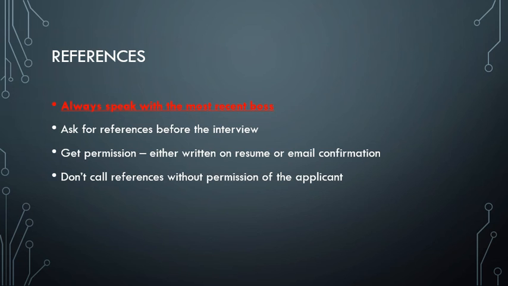Make sure to get permission either in writing or via email from the applicant prior to starting checking references. And you want to make sure that you only contact references that they have provided permission. You may casually know someone who they previously worked for, but that doesn't mean that you're allowed to contact that person for a reference. Permission is essential. So don't call any references without the permission of the applicant.